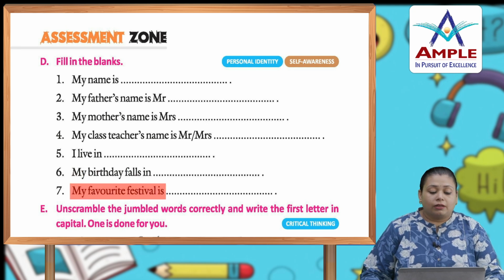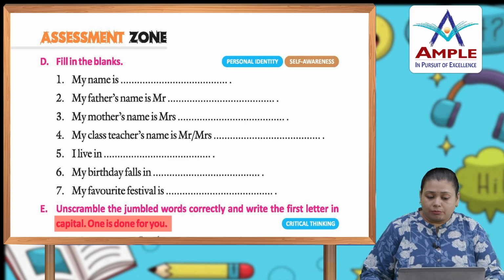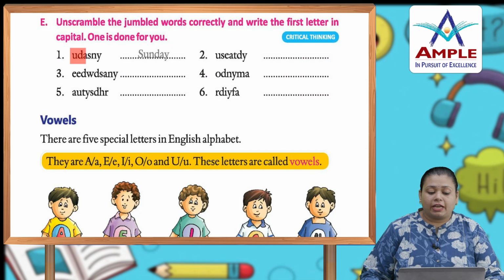Okay. Now E. Unscramble the jumbled word correctly and write the first letter in capital. One is done for you. So these are unscrambled or jumbled words. You have to unscramble these words and write the correct spelling of these words. So in number 1 is written UDASNY and it becomes Sunday. And if you write down Sunday, the first letter will be a capital letter.